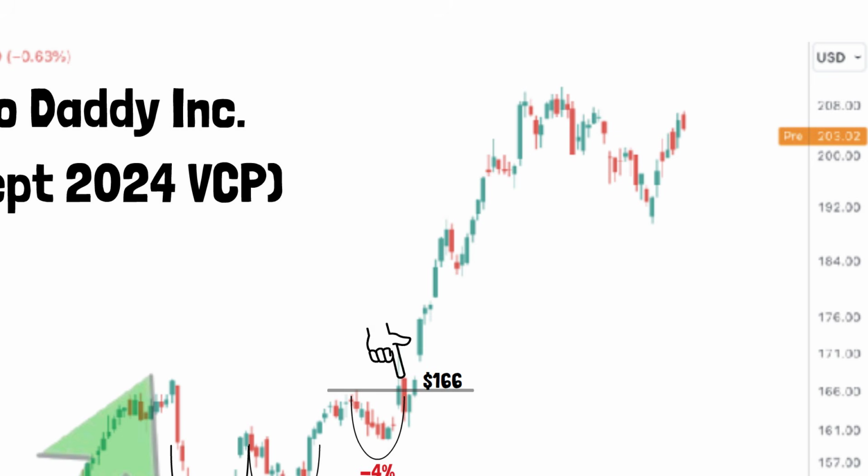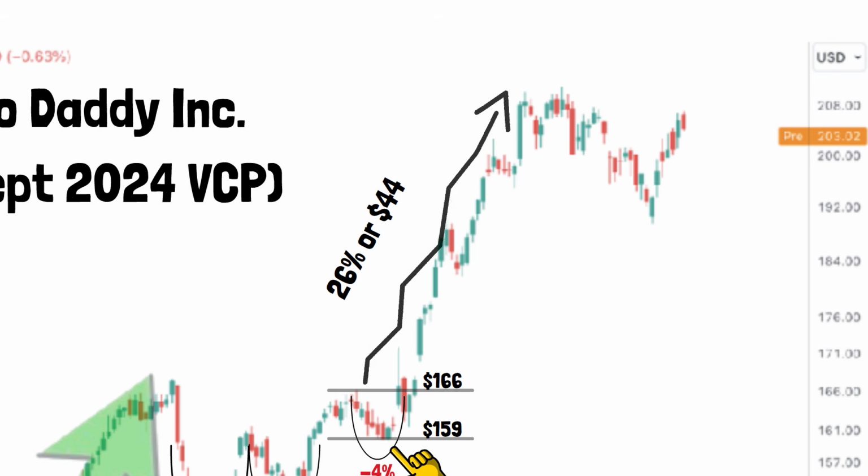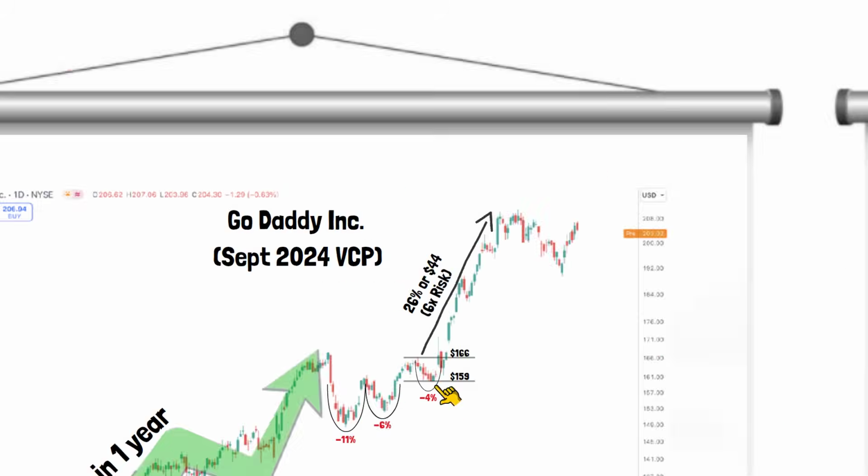After the breakout, it retraced a bit but did not hit the stop loss, which was placed at the low of the third contraction here, at $159. The stock then rallied another 26% or $44 from the breakout point, which is 6 times the risk on the trade.